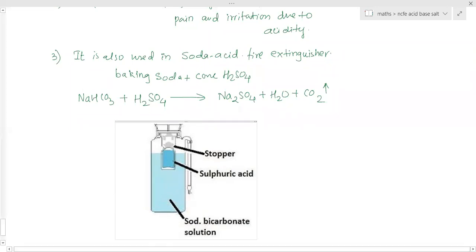Okay, so for this soda acid fire extinguisher, soda and acid will give you the name. Soda comes from baking soda and acid comes from sulfuric acid, concentrated sulfuric acid.